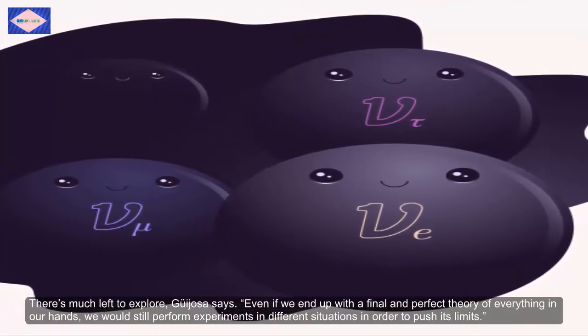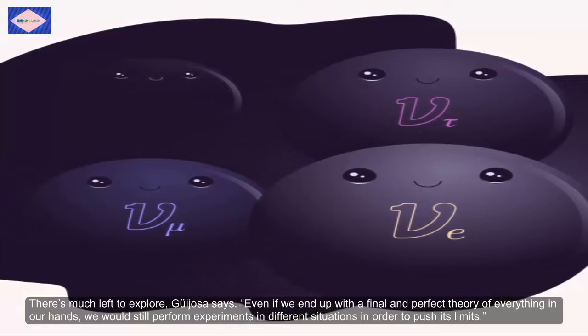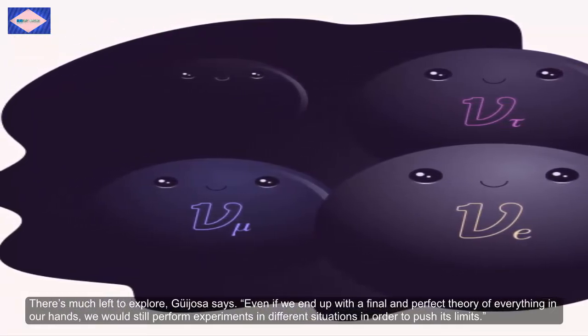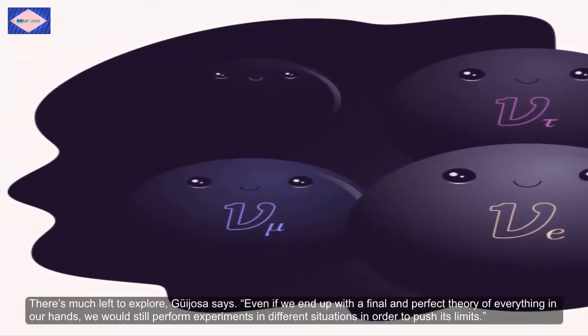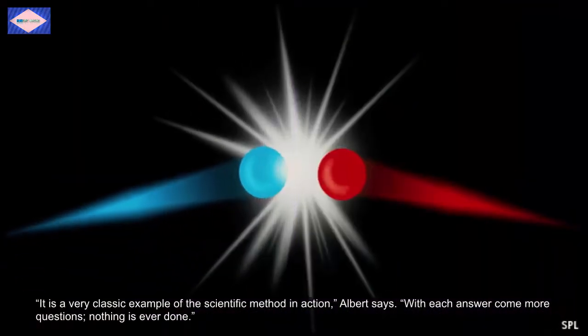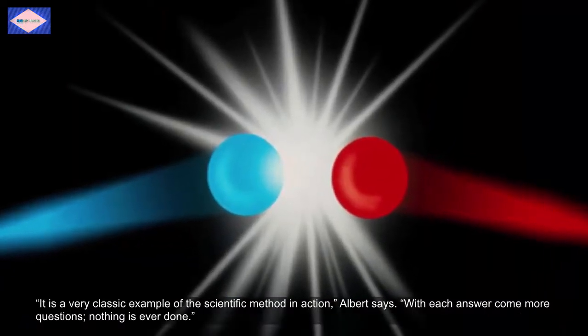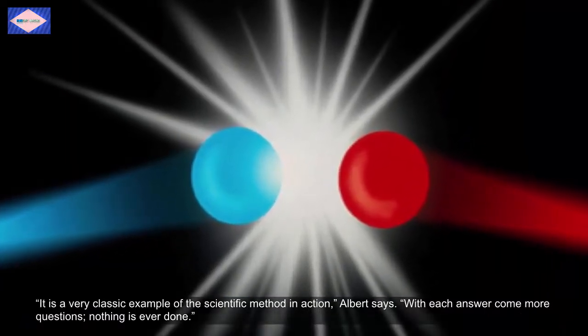Even if we end up with the final perfect theory of everything in our hands, we would still perform experiments in different situations in order to push its limits. It is a very classic example of the scientific method in action, according to Albert. With each answer come more questions.